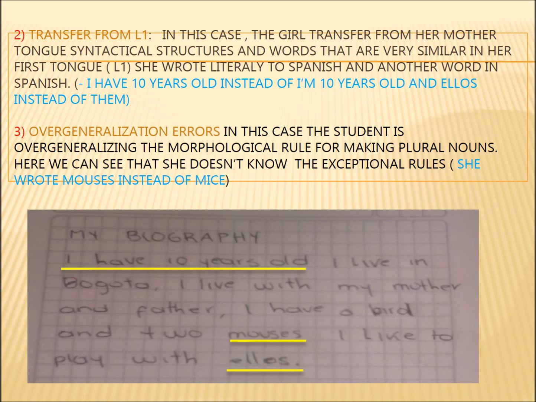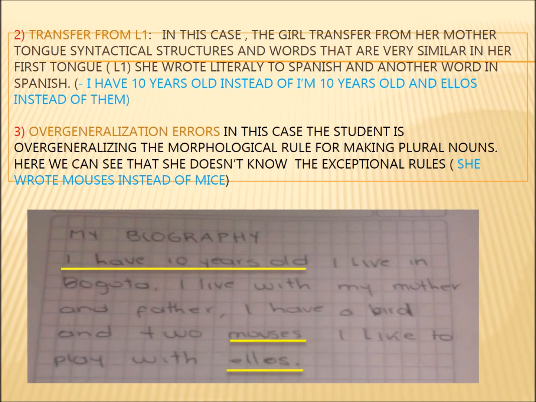Interlanguage. In the first interview, we can see that the student has problems with transfer and overgeneralization errors. The transfer from L1: in this case, the girl transferred from her mother tongue syntactical structure and words that are very similar in the first tongue. From L1, she brought literal Spanish and another word in Spanish. "I have 10 years old" instead of "I'm 10 years old," and "ellos" instead of "them."